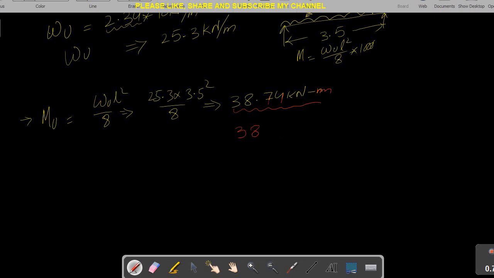We will write this: 38.74 into 10 to the power 3 Newton meter, right? This is important. Now let me find out the H minimum.